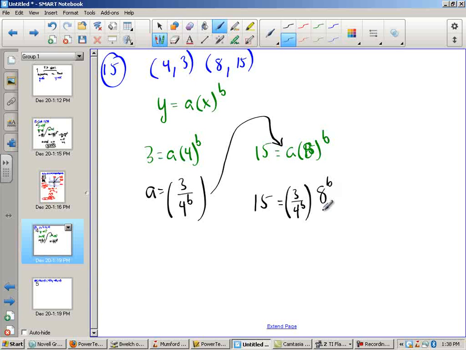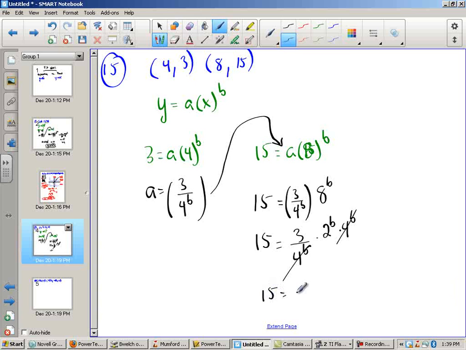Just so that I can do some canceling, that's kind of my goal here. I need to be able to do some canceling. I'm going to rewrite this as 15 equals 3 over 4 to the b times 2 to the b times 4 to the b. If you think about it, 2 to the b times 4 to the b is 8 to the b. Okay, so that's our thought process here, is that we can separate them. The reason I do that is so that this and this will cancel. So we're always trying to match the denominator if possible.